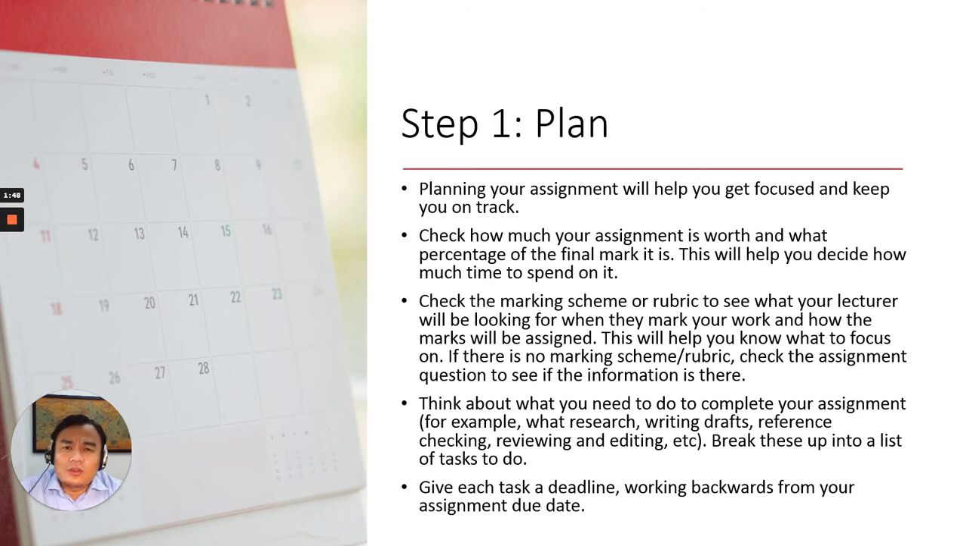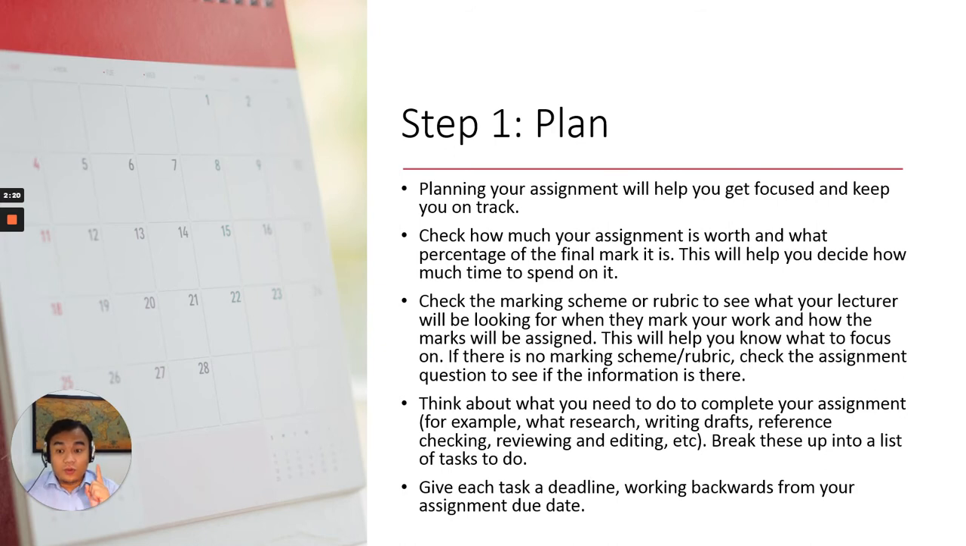Check the marking scheme or rubric. If you don't have the rubric, check the marks. You will have to spend a suitable time in order to complete the assignment equivalent to its mark. You have to check the marking scheme or rubric to see what your lecturer will be looking for when they mark your work and how the marks will be assigned. This will help you to know what to focus on.